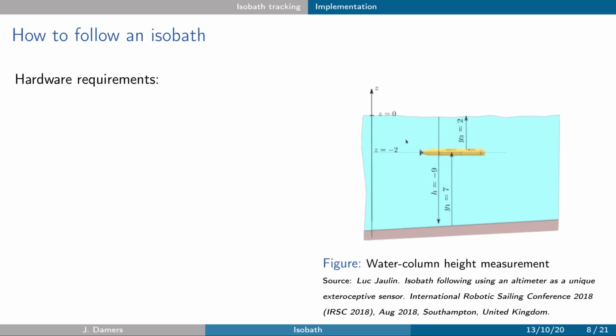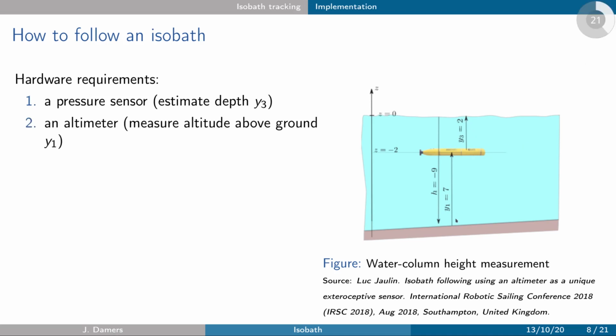So how to follow an isobath? For this we need some hardware. So first a pressure sensor to measure the depth of the vehicle, then an altimeter to measure the altitude of the vehicle above the ground, and thus we've got the height of the water column, and we're able to measure on which isobath we are. The advantages of those two sensors is that they are really easy to find, they are cheap, and they're easy to use.